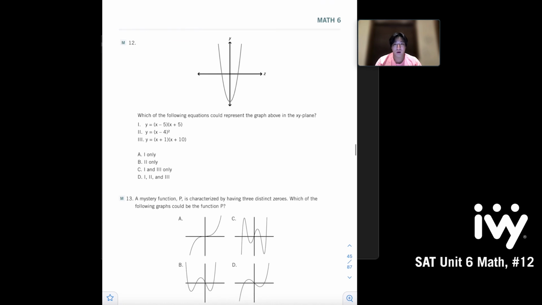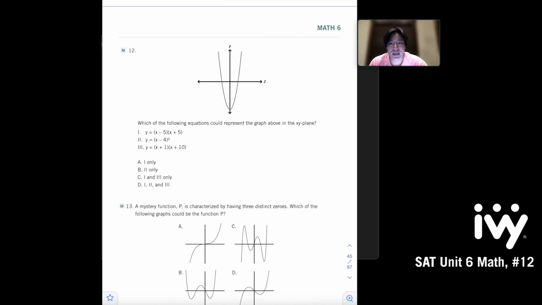Okay, question 12. Which of the following equations could represent the graph above in the xy plane? So we're given this arbitrary graph. There's not many specific labels on it, but there's some cool, key features to note. It is symmetrical about the y-axis. So, and we have 1, 0 on above, 1, 0 greater than 0, and 1, 0 less than 0. So, which one could they be?